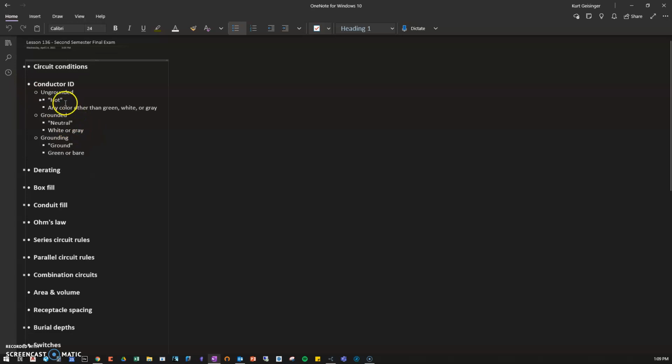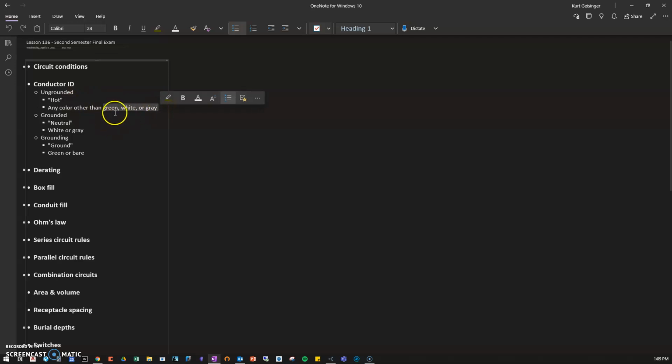Next up, we have our conductor identification. And what I mean by that is basically hot, neutral, ground. How do we talk about them? How do we describe them? And then color coding as well, you can see. So right off the bat, the official term is ungrounded conductor. When I talk about an ungrounded conductor, I'm talking about a hot, which is kind of the everyday name for that. We can color that thing any other color besides gray, green, or white.